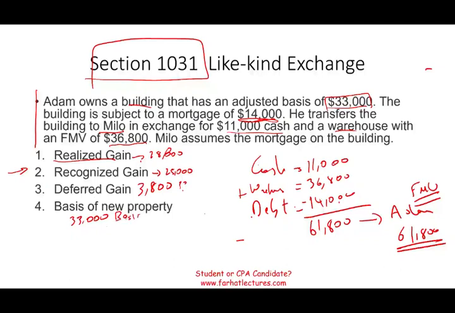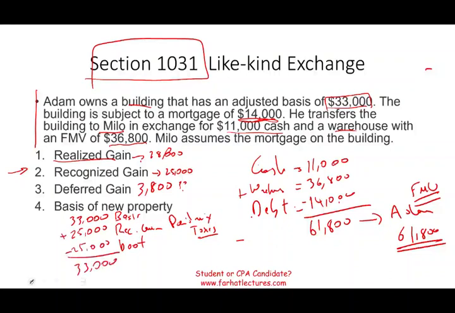So I'm going to start with my basis plus any recognized gain. Why? Well, I did recognize $25,000 of gain. Why would I increase my basis with the gain? The reason is simple. I increase my basis because I already got that amount taxed. In other words, since I recognized the gain, I paid my taxes on this. Then I received boot of $25,000. The boot gets deducted. Minus the boot is $25,000. So plus 25 minus 25, my basis in the new property is 33,000.